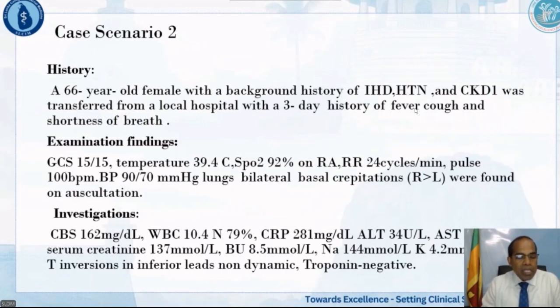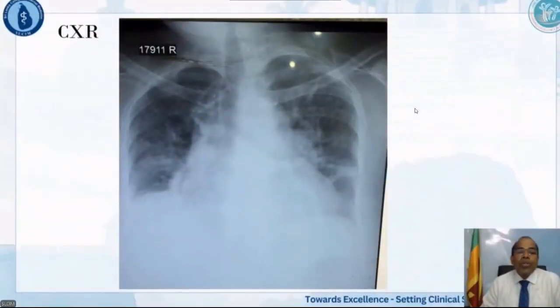Investigation revealed a CBS of 162 milligram per deciliter with neutrophil leukocytosis. CRP was raised at 281 and creatinine 177 with raised blood urea, keeping with CKD, with normal electrolytes. There were T inversions in the ECG which were non-dynamic, and troponin was negative. So this is the chest X-ray of this patient. You can see the bilateral bibasal consolidation, more on the left side.